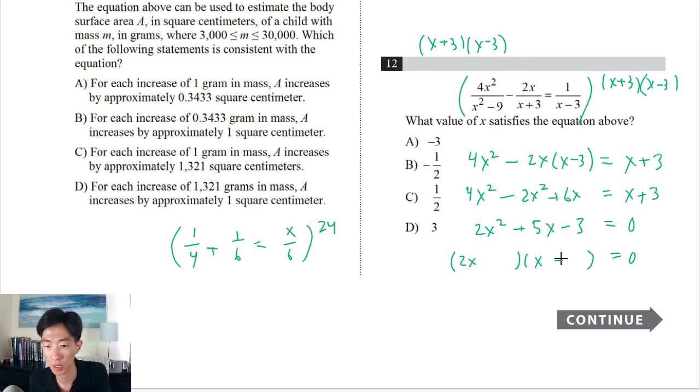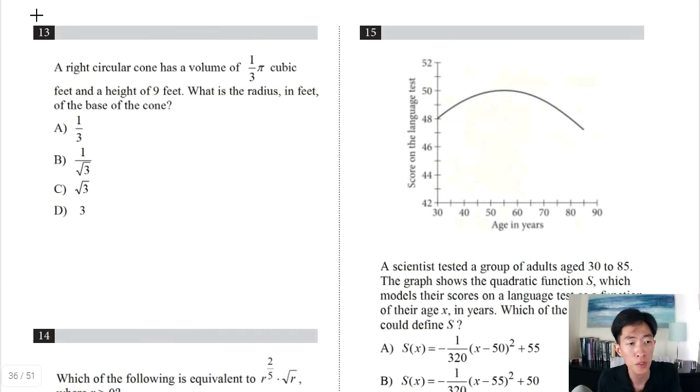Most likely over here, it's going to be positive 3 because 2 times 3 is 6, and here it's going to be minus 1. So either 2x minus 1 is equal to 0, which means x is going to be equal to 1/2, or x plus 3 is equal to 0, which means x is going to equal negative 3. We've already eliminated the negative 3 because it creates undefined terms, so we're left with positive 1/2, and the answer is C.